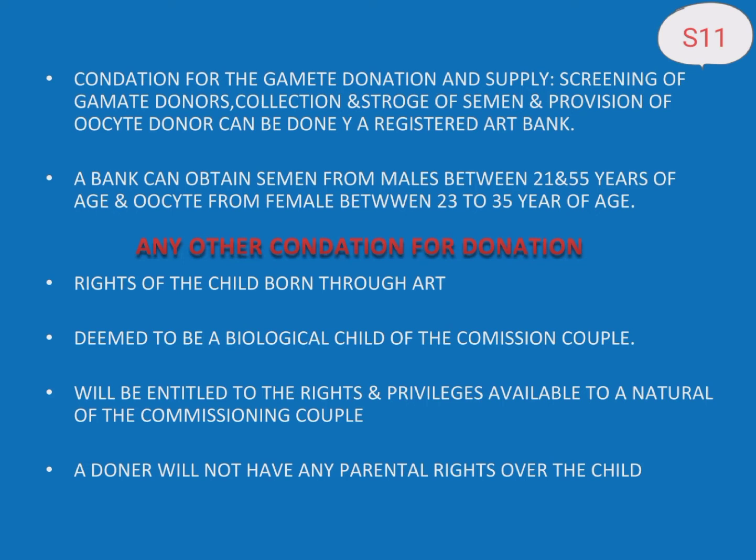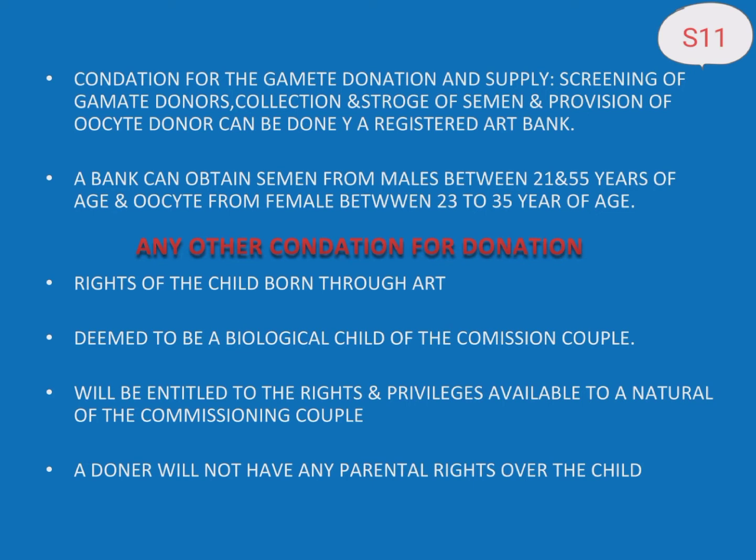That means sperm and oocyte. Screening of the gamete donation has to be done, and collection and storage of the semen can only be done by the registered ART bank. So if any bank has to function as an ART bank, they need to be registered, then only they can follow the procedure. The second and most important point is a bank can obtain semen from males between the age of 21 to 55 years, and the oocyte will be available from women belonging to the age of 23 to 35 years.